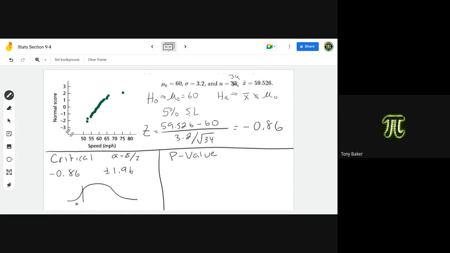So we're going to look at our graph. I've got the negative 1.96 on that side, the 1.96 on this side. My negative 0.86 is in there. So don't reject, because it's not outside of the range.